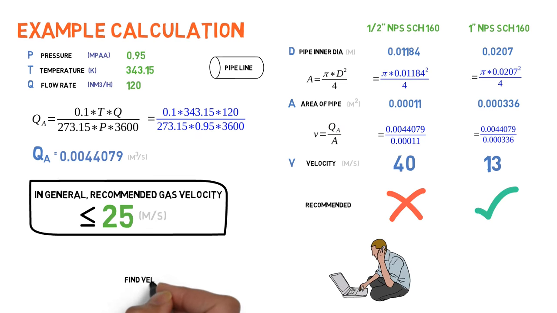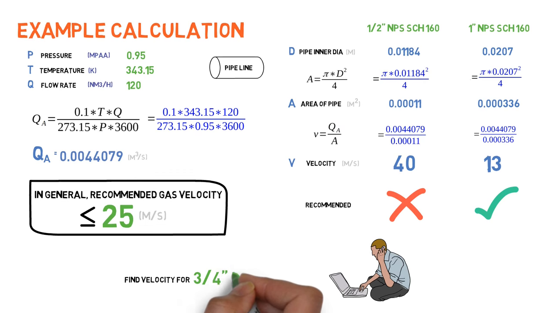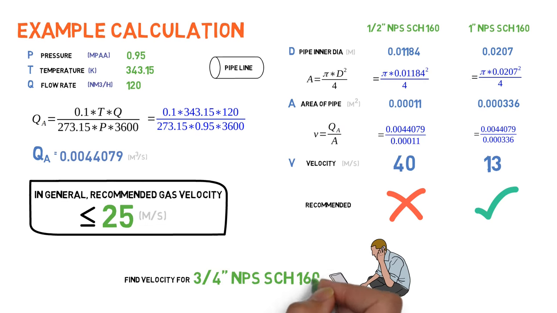Practice time for you. Calculate gas velocity for 3/4 inch schedule 160 pipe and send us your answer in comments section.